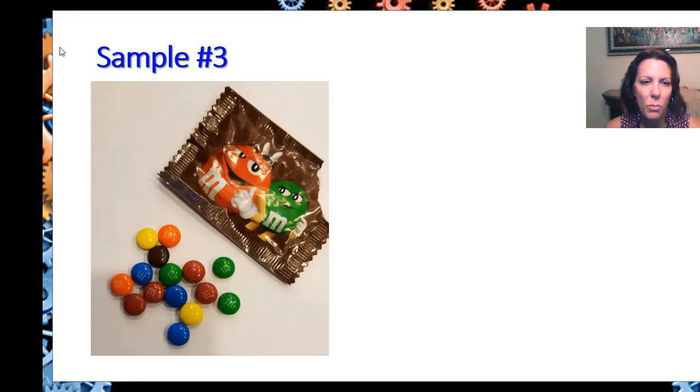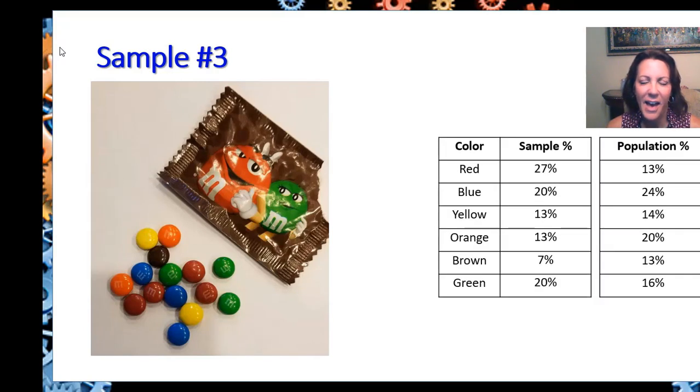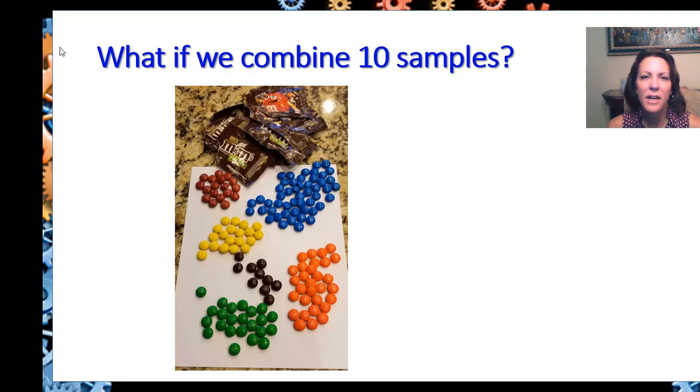So let's look at one more. This is the third sample I drew today. Some of them are close and some of them aren't, and it doesn't really look like it fits all together that well, but again, it's a small sample. So what's going to happen if we combine 10 samples? I took those last 3 samples and I added 7 more samples to them.